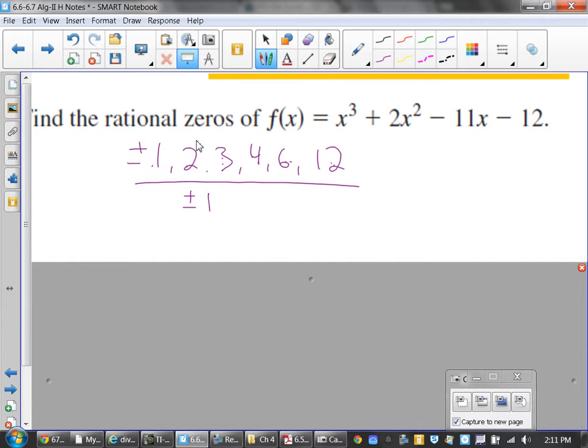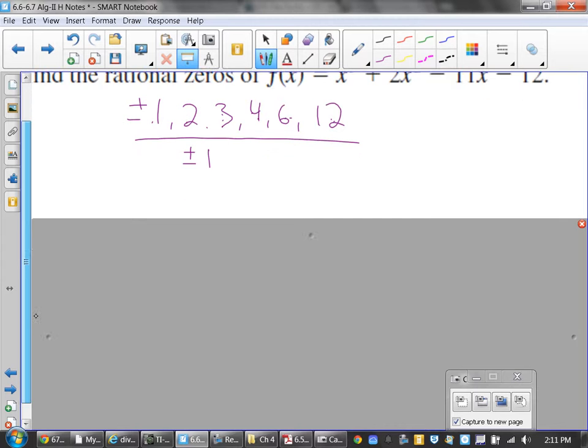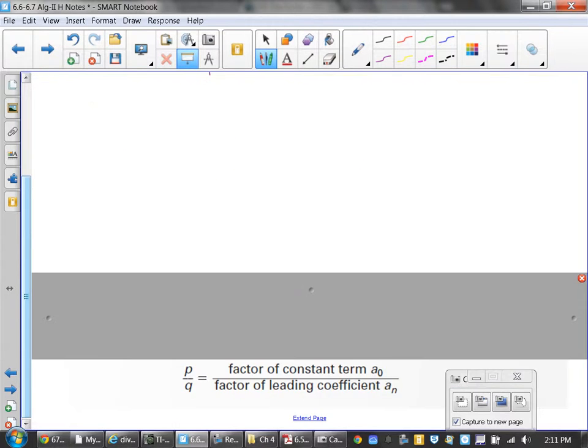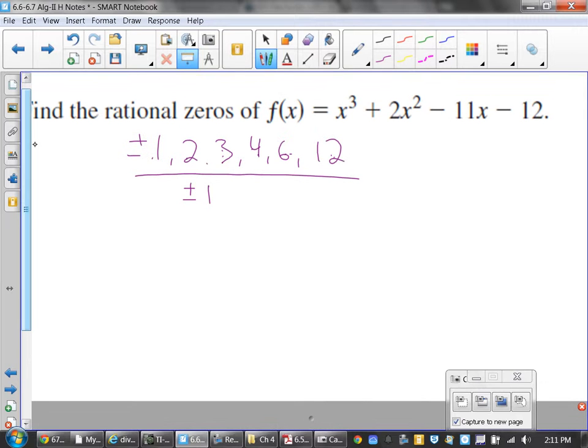What do you do to start the problem to factor it then? You start with synthetic division. You pick any one of them to start with. Start with the easiest one, which is 1. So what happens here is you're going to use synthetic division to start with 1. Yes, sir?